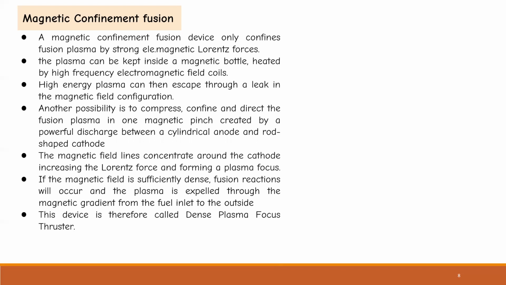The magnetic field lines concentrate around the cathode, increasing the Lorentz force and forming a plasma focus. If the magnetic field is sufficiently dense, fusion reactions will occur and the plasma is expelled through the magnetic gradient from the fuel inlet to the outside. This device is therefore called a dense plasma focus thruster.